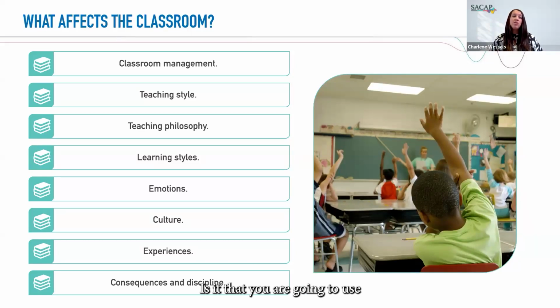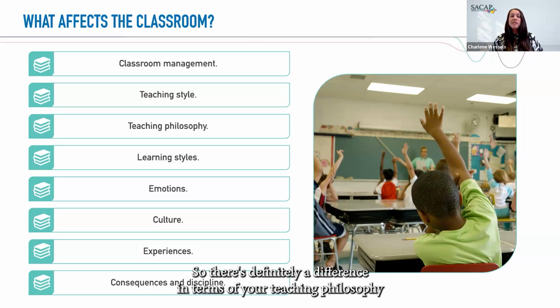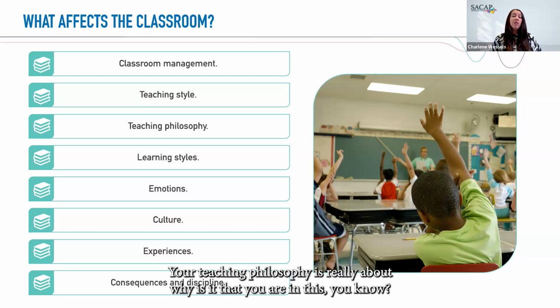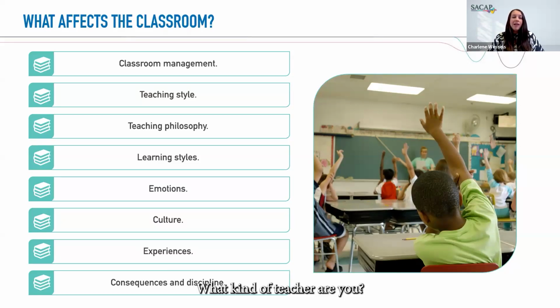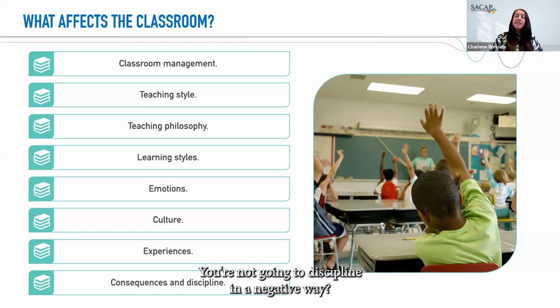Are you going to use a very authoritative discipline style, or are you going to be more positive and use a more encouraging teaching style, which is obviously the best for kids? Your teaching style is very, very important, as well as your teaching philosophy. So there's definitely a difference between your teaching philosophy and your teaching style. Your teaching philosophy is really about why you are in this. What kind of teacher are you? Why did you choose this profession? And the teaching style is about, are you going to be positive? You're not going to discipline in a negative way.